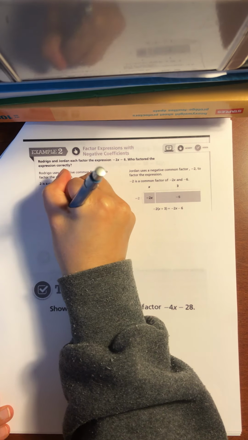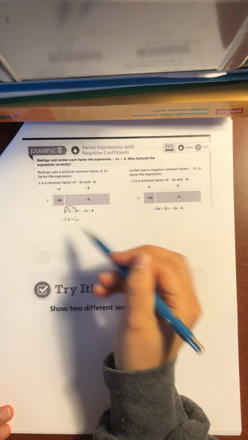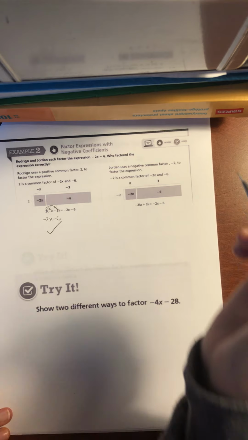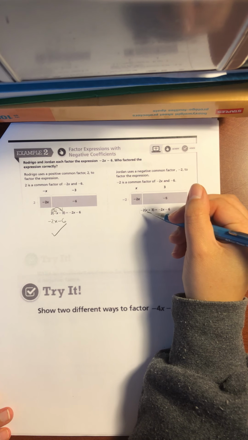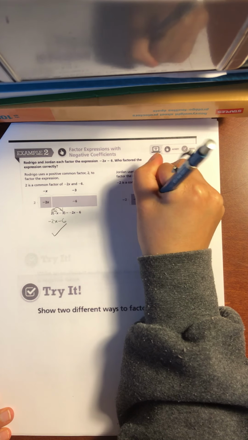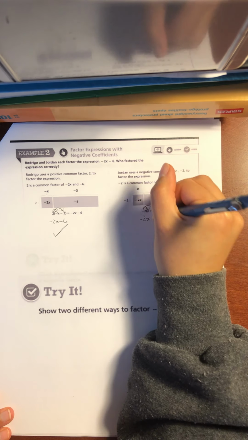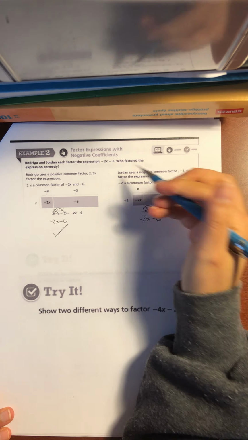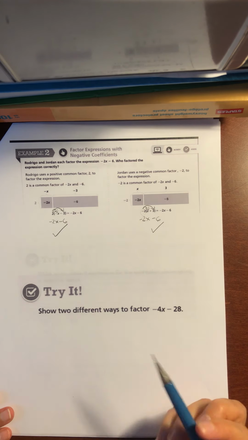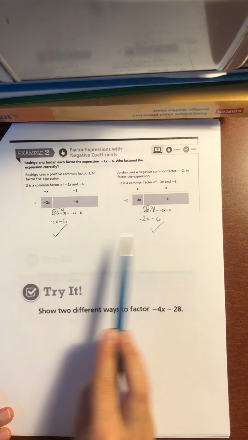2 times negative x is negative 2x. 2 times negative 3 is negative 6. Is negative 2x minus 6 the same as negative 2x minus 6? Yes, so he's right. Let's check Jordan. Jordan factored out negative 2 times the quantity x plus 3. So let's distribute it. Negative 2 times x is negative 2x. Negative 2 times 3 is minus 6. Negative 2x minus 6 is the same as negative 2x minus 6, so it's the same thing. So you have the choice of factoring out a negative like Jordan did, or you don't have to. And they're both going to still get the same thing.